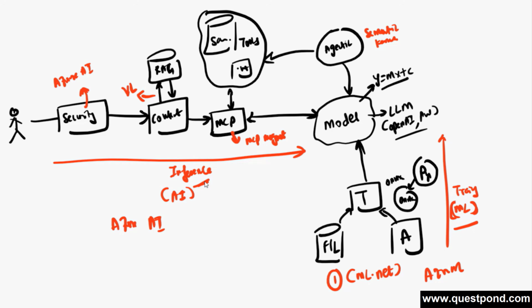So I'll just mark it out here. One, we have to learn ML.NET. Second, we have to learn Azure AI. We have to learn how vectors work. We have to learn the MCP agents. We have to learn Semantic Kernel for agentic AI. And there are lots of other topics, but these are the essential parts.